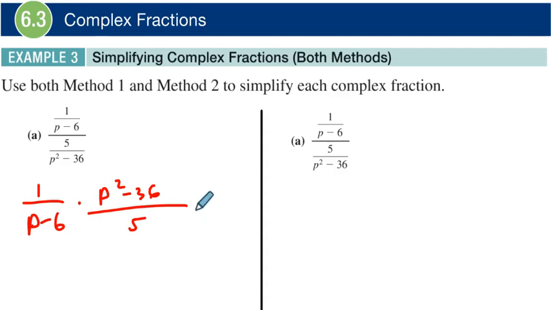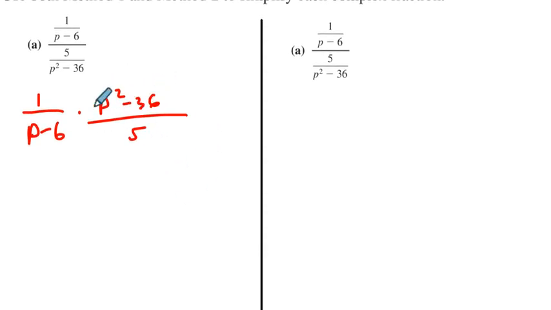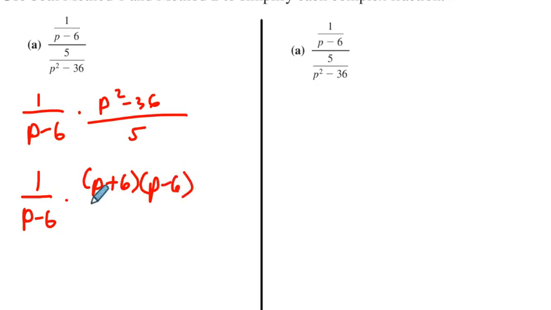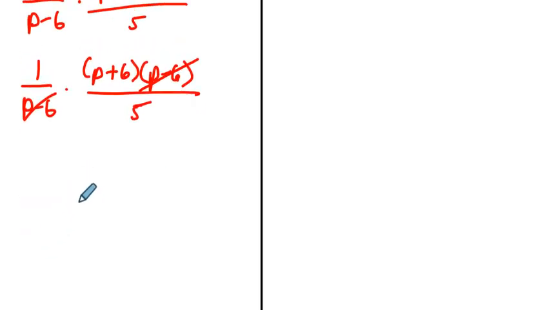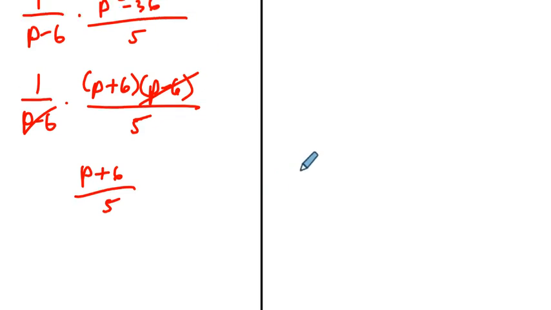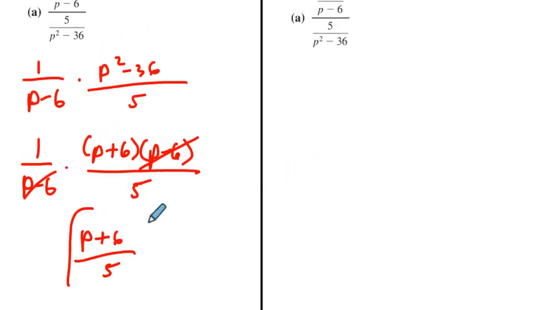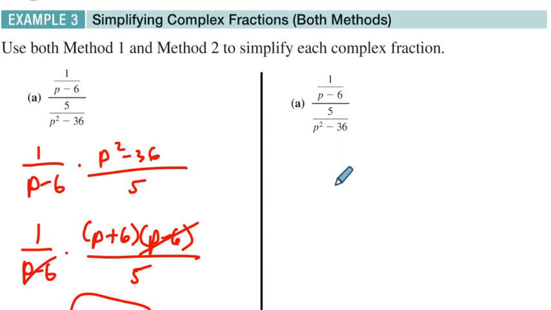Okay, now we need to realize that this right here can be factored. This is a difference of two squares. So I'm going to rewrite my left one again, p minus 6 times, I can rewrite that though as p plus 6 and p minus 6. And as you can beautifully see now, we have a little cancellation, leaving us with just p plus 6 on top, all over 5. Okay, so we should get that exact same answer when we do the same problem over here, just with a different method.